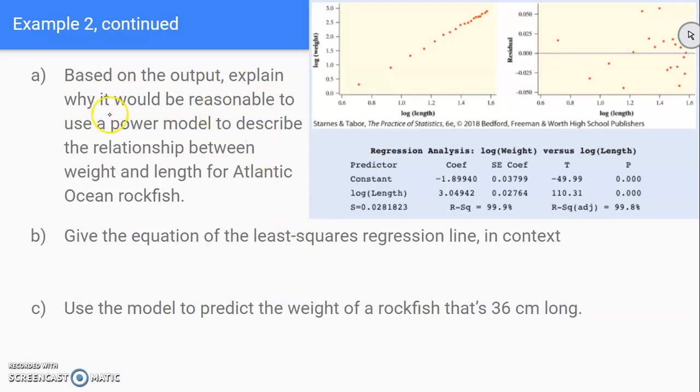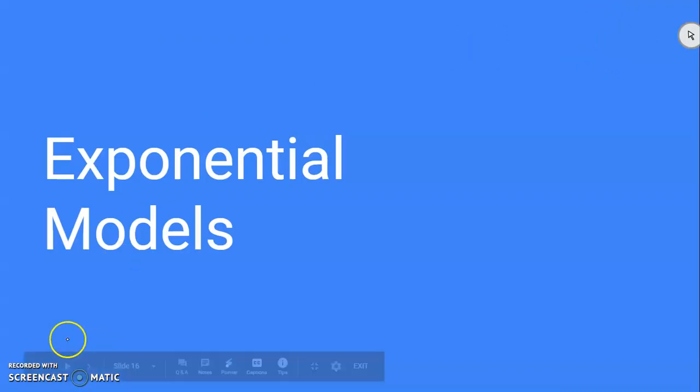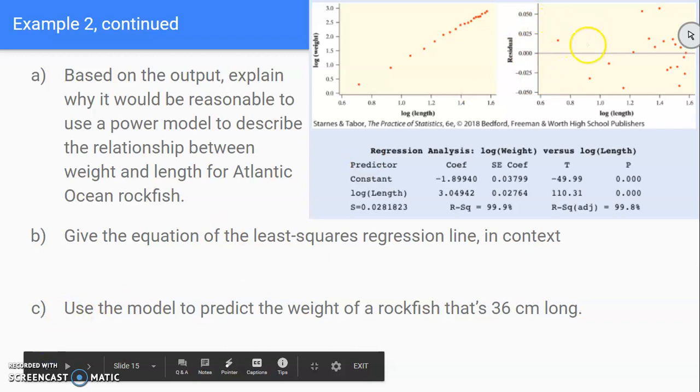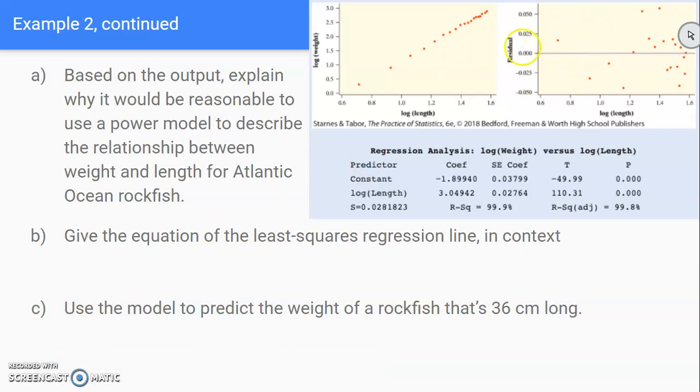So, a question you might be asked, because none of this is stuff that you would do on your own. This is information you would be given. So based on the output, we can explain why we know it's reasonable to use this model. I can say something like, hey, my scatter plot for log length versus log weight looks very linear. So that's a very good clue that a linear model is appropriate. And then also my residual plot for log length has no pattern, very scattered. Both of those are really good clues that this is a good model. This power model where we linearize the data is working really well.